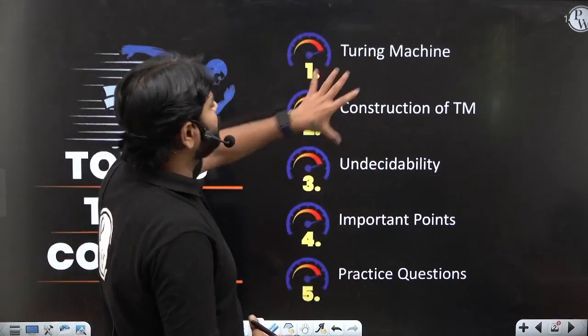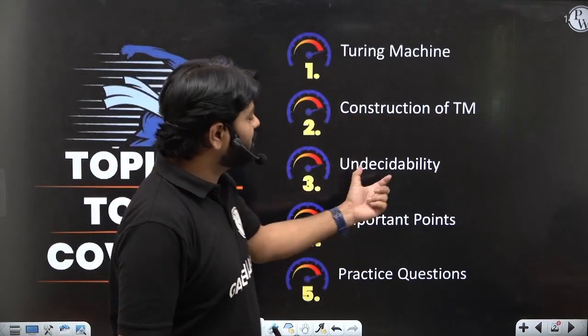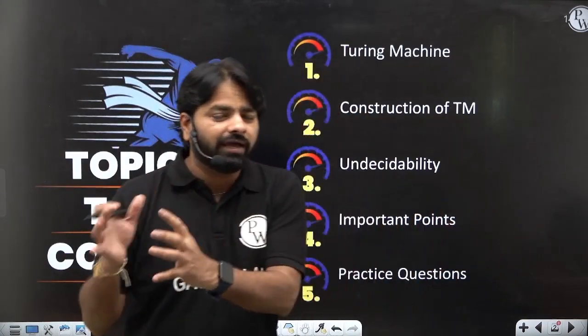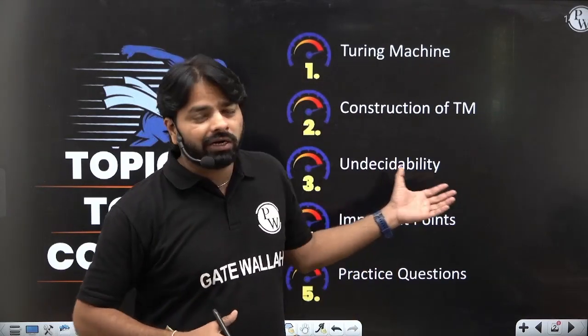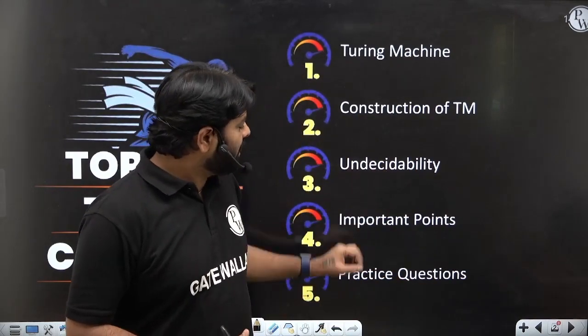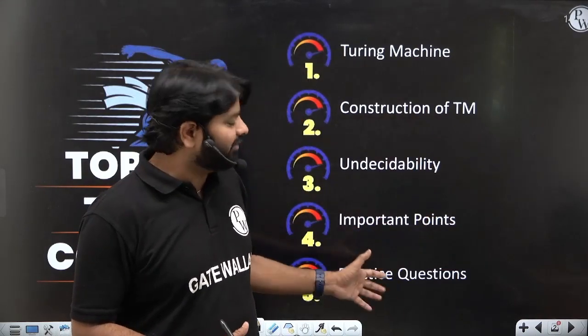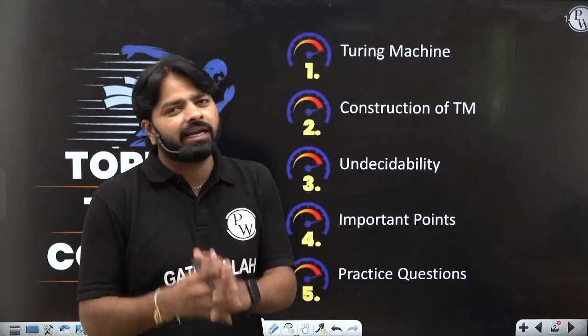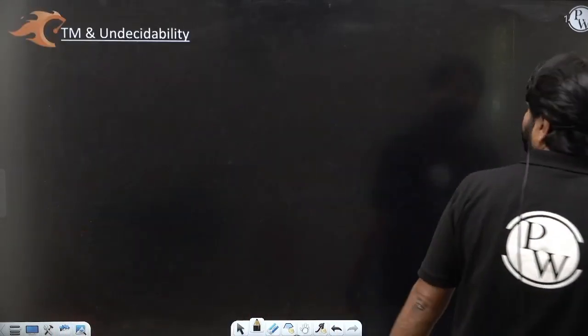We will learn about the Turing machine and how to construct it. Then we'll move to undecidability, in which you will be learning different types of languages, like what is decidable, what is RE but not recursive, and also not RE. So 3 types of languages will be there in undecidability. We'll be learning there, and then important points which relate all the languages. Then we'll see some of the practice questions that can help you to think about the concepts. Okay, let me start with the Turing machine.